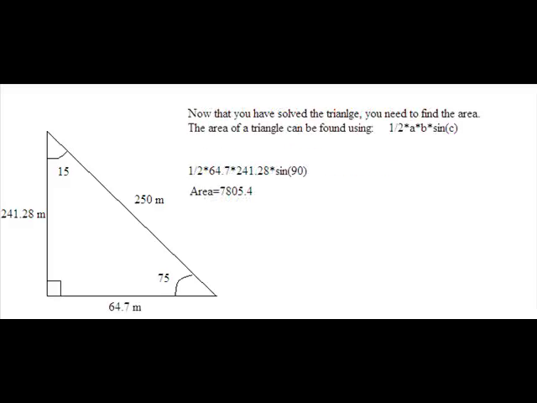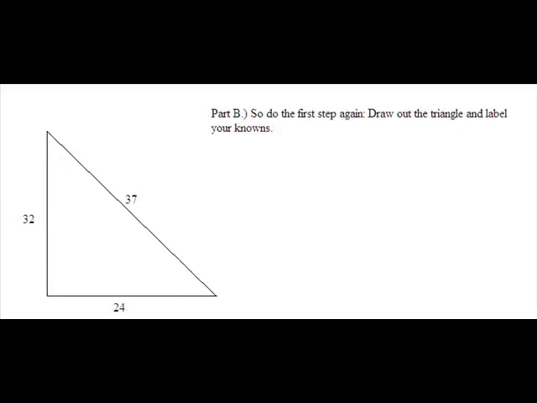The last thing that the question asks for is the area of the triangle. The area of the triangle can be found using the simple equation 1/2 ab sine of c, or 1/2 ab because it's a right triangle and sine of 90 equals 1. So there you have it, and you've just solved the first part of this question. Now on to part B.